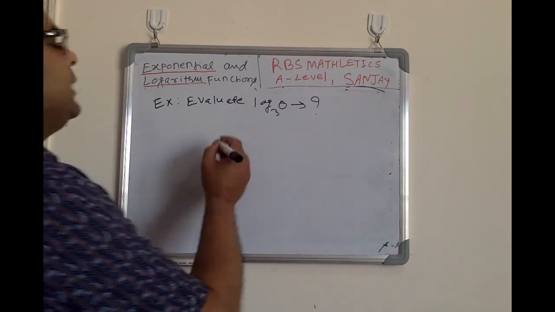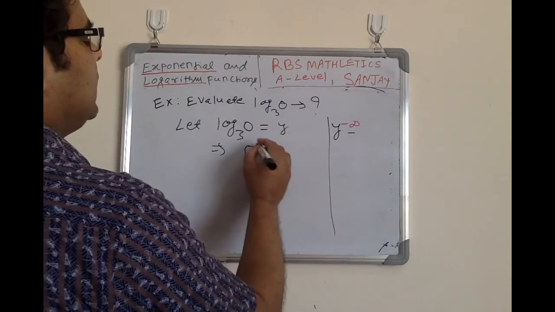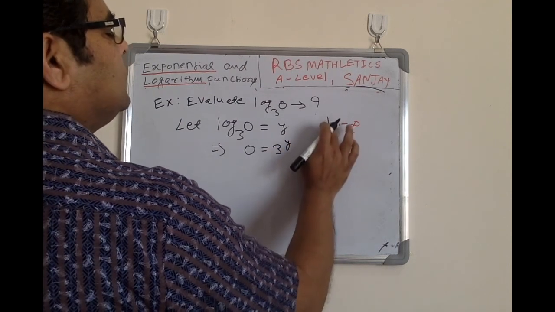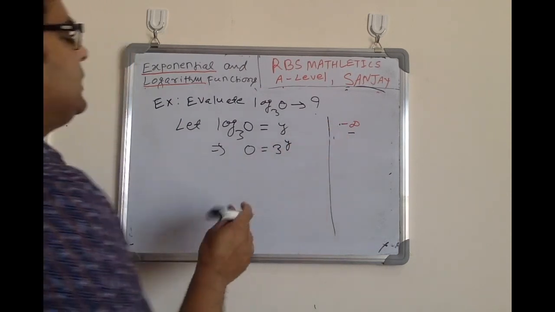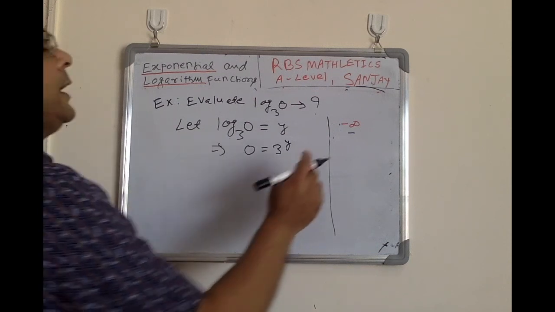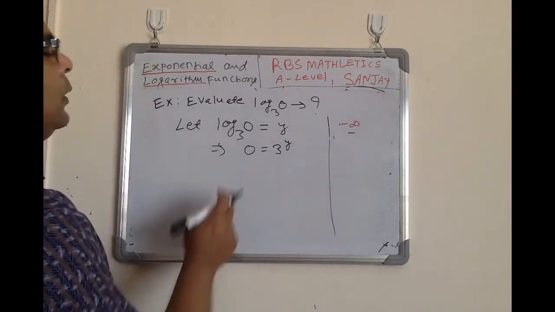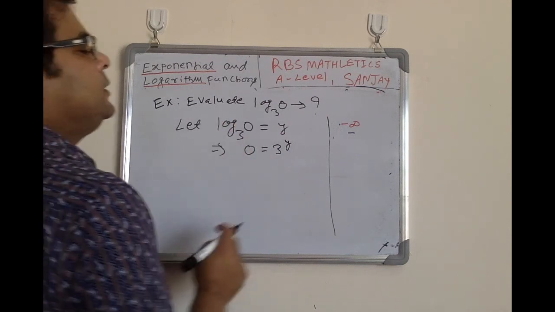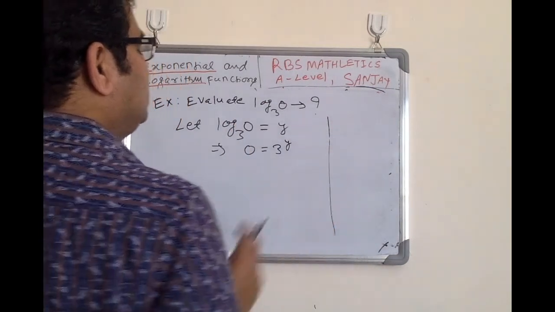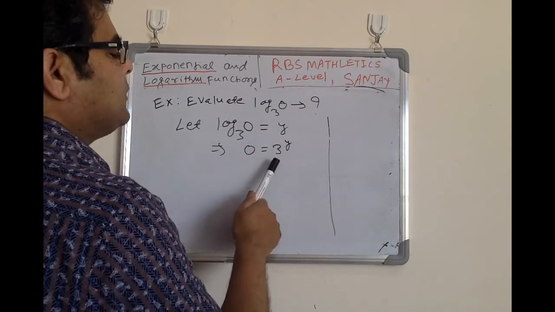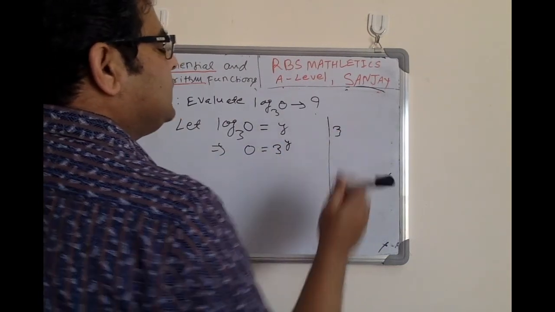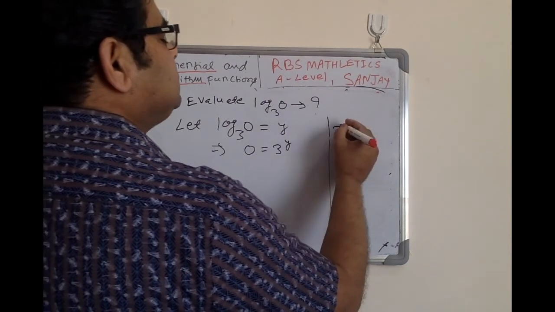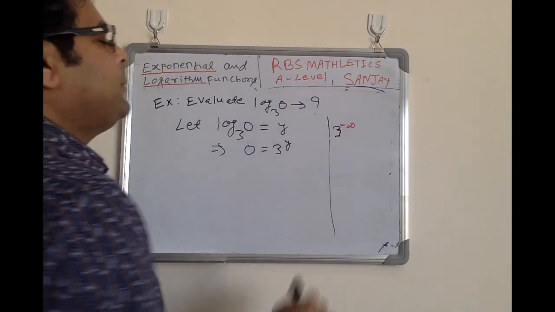So here, as usual, you can suppose that y equals log base 3 of 0, which gives 3 to the power y. So we are now going to relate 3 to the power y to the 0, to get the value of y in this case. At this point, we are going to express this 0 in terms of 3. So if I write 3 to the power negative infinity, then let's see what happens.